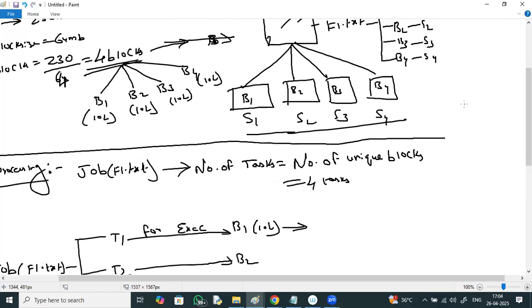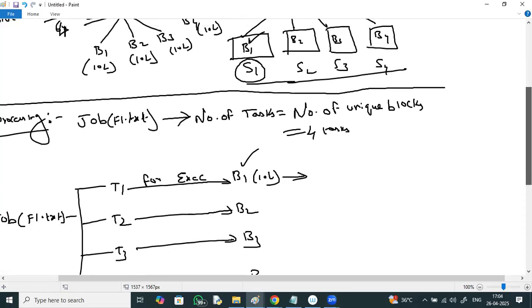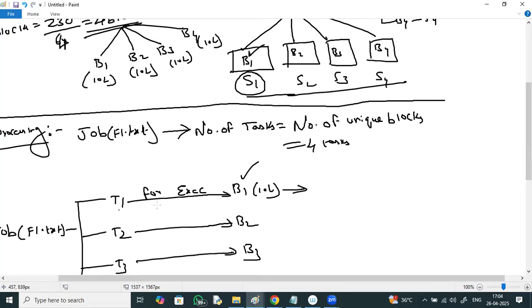Which system has to execute this T1 task? T1 task is nothing but executing B1. Who should execute this B1? Which slave system has to execute this B1? S1 only. Everyone, try to respond. S1 only, right? Because T1 task is for executing B1. B1 is stored in system 1. System 1 only has to execute or process that.